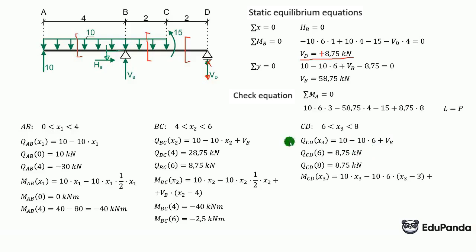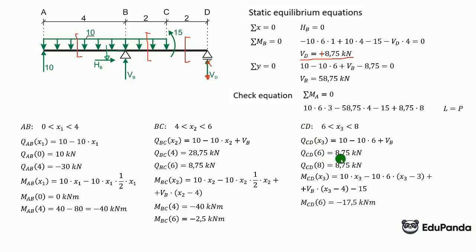The moment in this section CD equals 10 times x3, that is from this concentrated force of 10. Minus the entire continuous load. The resultant of the continuous load is 10 times 6, which is 60. And it acts on the arm x3 minus 3 meters from the start of the beam. That is the arm of action. Additionally, we also have the moment from the reaction Vb. So Vb acts on the arm x3 minus 4 meters, and moment 15, which is here. So minus 15, it is counterclockwise.